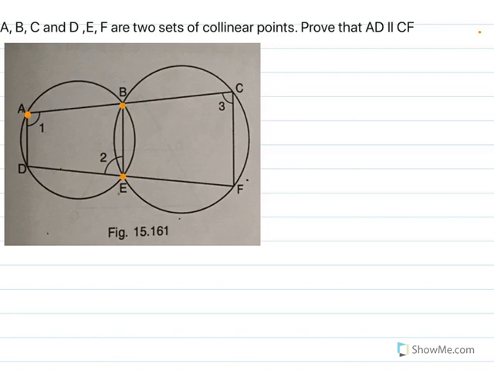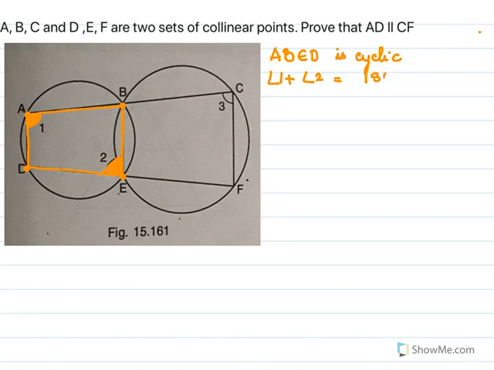A, B, E, D is a cyclic quadrilateral because all the 4 points lie on the circle. So that's the first. A, B, E, D is cyclic. And by the properties of a cyclic quadrilateral, we know angle 1 plus angle 2 will be equal to 180. This is because opposite angles of a cyclic quadrilateral are supplementary.